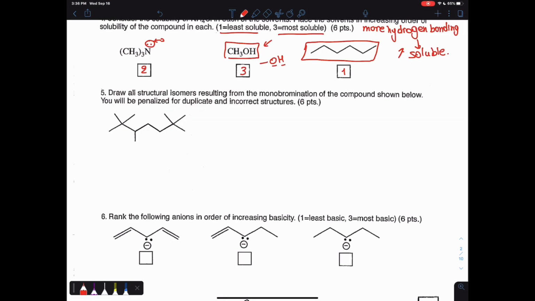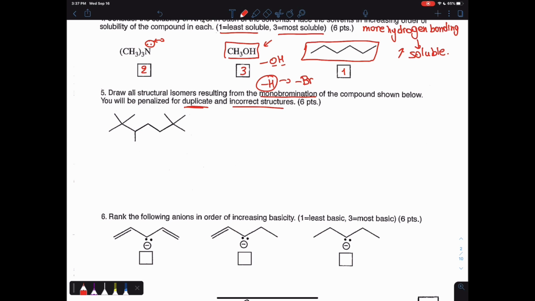So number 5, draw a structural isomer resulting from the monobromination of the compound shown below. You will be penalized for duplicate or incorrect structures. When we're talking about monobromination, you remove 1 hydrogen and convert it to a bromine. So what she wants us to do here is find all the products for having 1 bromination, which can occur on different carbons. So you want to try to find the unique hydrogens on this molecule.